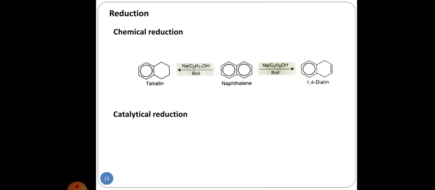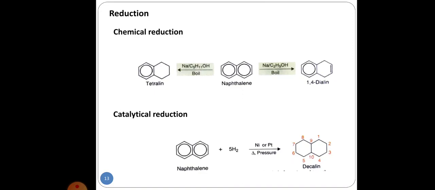1,4-dihydronaphthalene. Whereas with sodium and isopentanol, it gives tetralin or 1,2,3,4-tetrahydronaphthalene. Coming to the catalytic reduction. Catalytic reduction completely hydrogenates both rings and produces decalin or decahydronaphthalene.